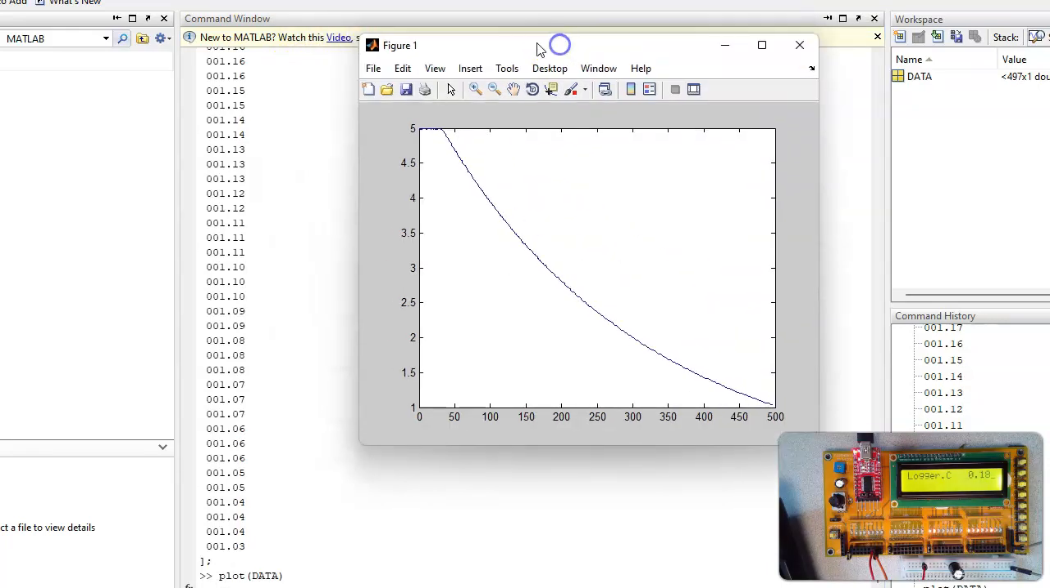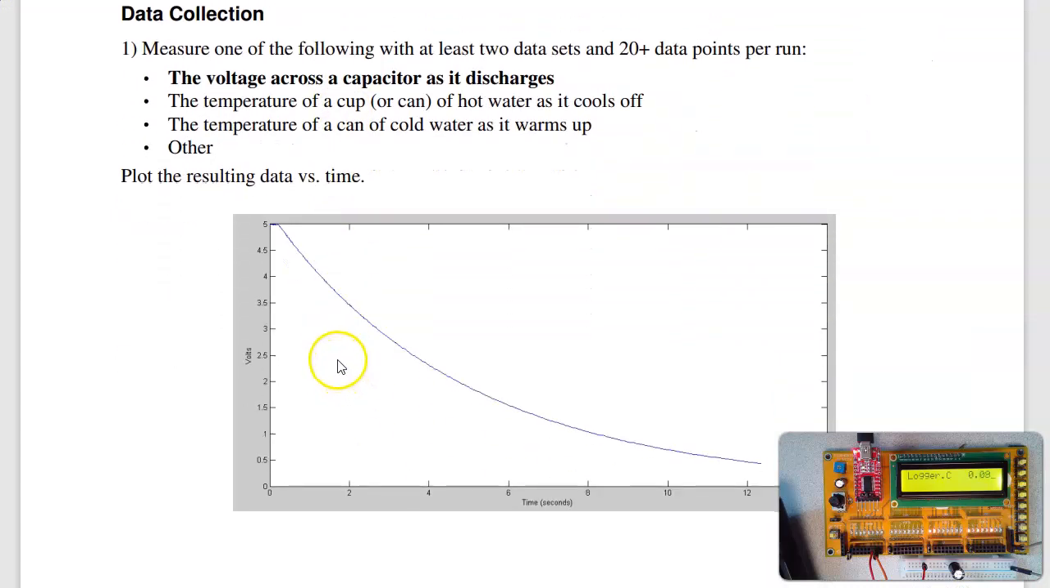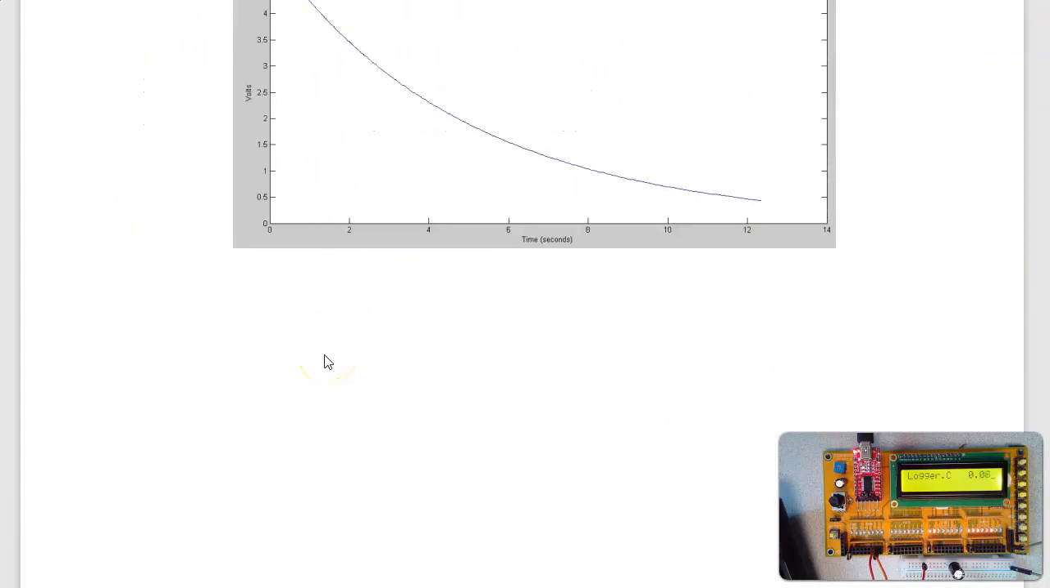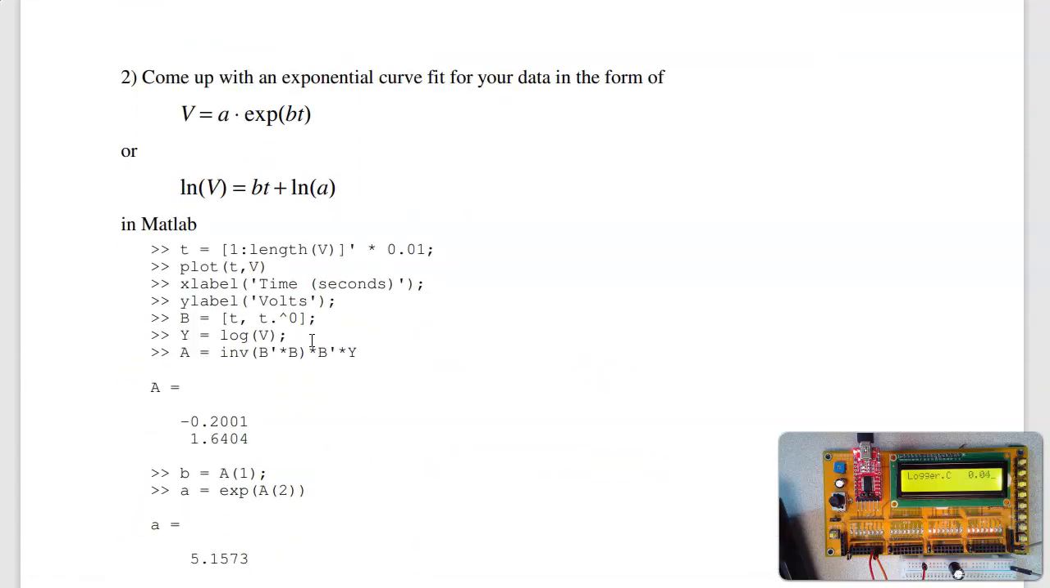I get the voltage versus time. So here I held it at 5 volts, let it discharge. There's the voltage versus time. So that was the first problem, collect some data. Problem 2 is now find the equation for that exponential.